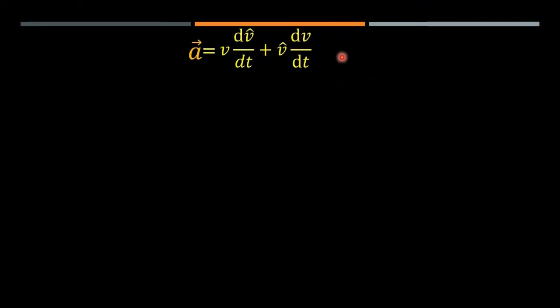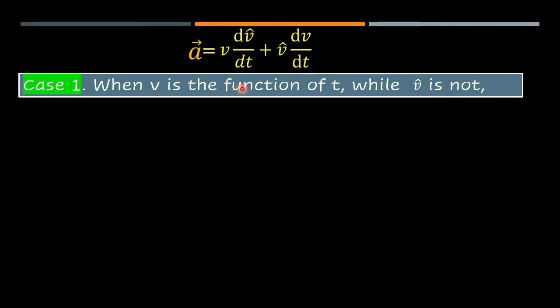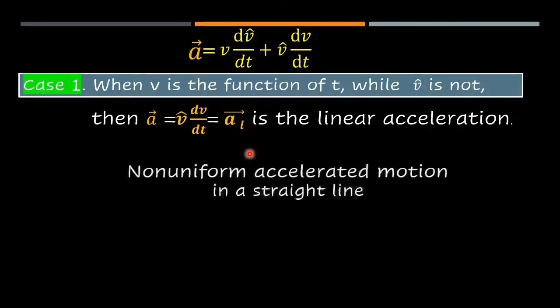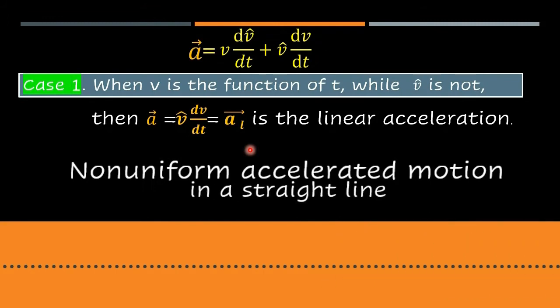Now in this master formula, we may take different cases. The first case is when v is a function of t while v cap is not. It means the magnitude of the velocity changes with time but the direction of the velocity does not change with time. So in this case, dv cap by dt becomes 0, hence acceleration appears in this form. Acceleration is equal to v cap dv by dt, which is equal to vector a suffix l, the linear acceleration. Now, this is the perfect example of non-uniform accelerated motion in a straight line.